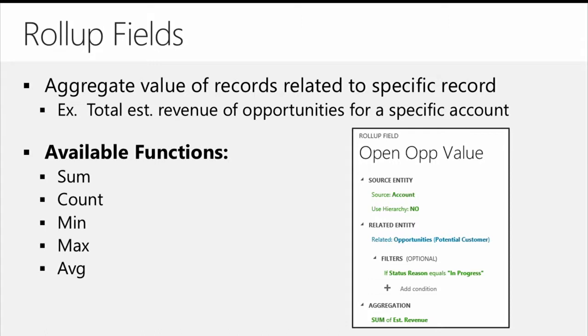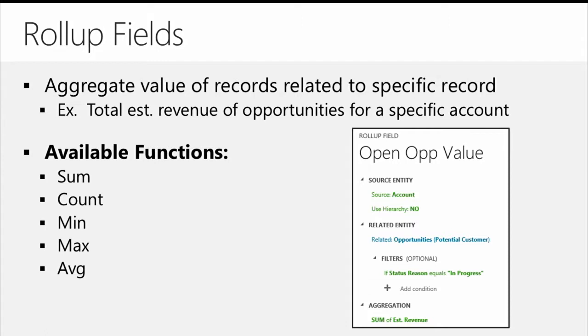And that's kind of what you see over here on the side of the screen. It talks about what is the source entity that I'm doing the roll-up from. So the source entity is going to be the account entity. I then determine whether or not I want to use hierarchy. So do I want to include child accounts in this roll-up from a hierarchical standpoint? I can say yes or no. Then I define what is the related entity that I want to work with. So in this case, I want to work with opportunities, or any opportunities where this account is set as the potential customer. So it knows to look at opportunities, and then I'm going to filter those opportunities down.